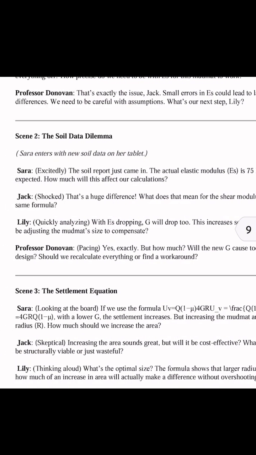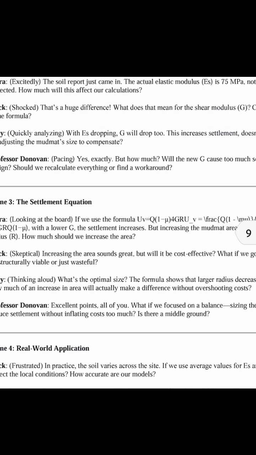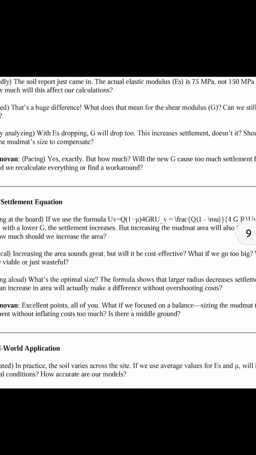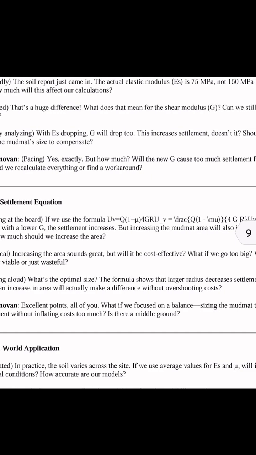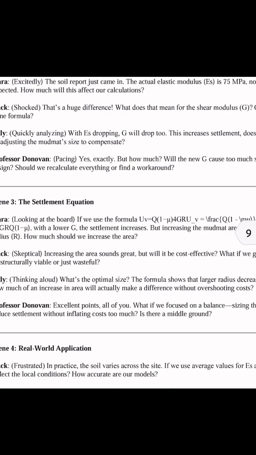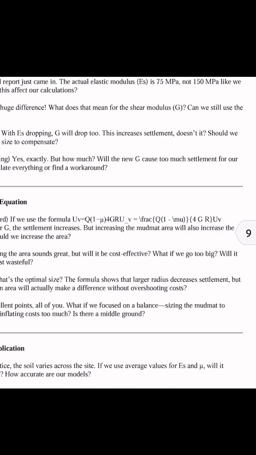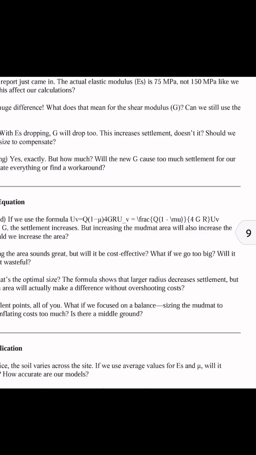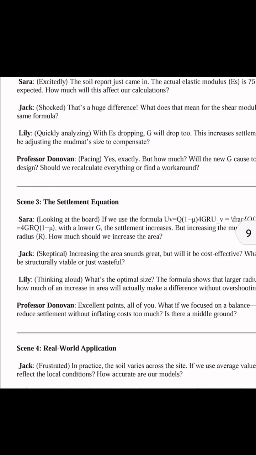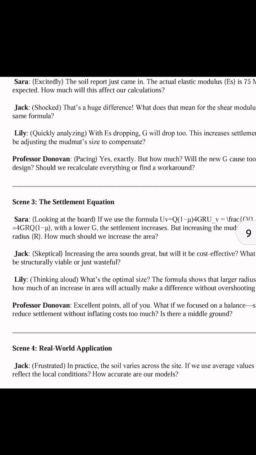Can we still use the same formula? With ES dropping, G will drop too. This increases settlement, doesn't it? Should we be adjusting the Mudmat size to compensate?